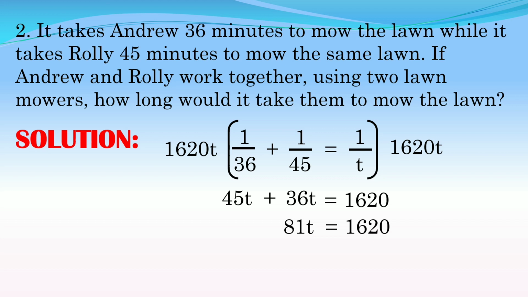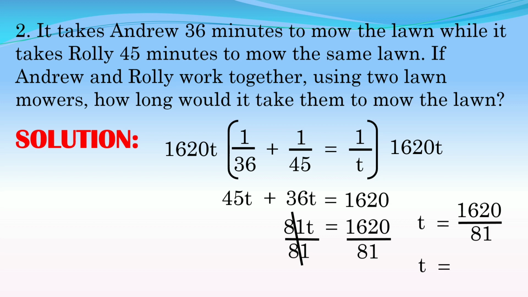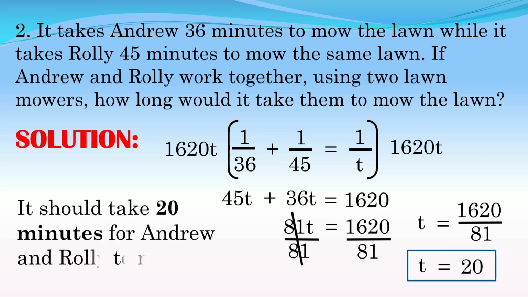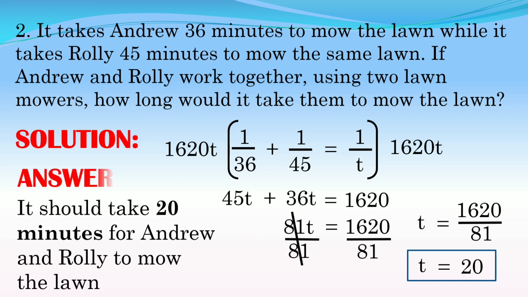So, kailangan nating tanggalin yung katabi ni T para makuha natin yung value niya. So, we will divide it both sides by 81. So, makakancel na natin si 81. So, T na lang, which is equals to 1,620 over 81. So, pag dinivide natin yan, ang magiging value ni T is equals to 20. So, ibig sabihin, it should take 20 minutes for Andrew and Rolly to mow the lawn. So, that will be our answer.